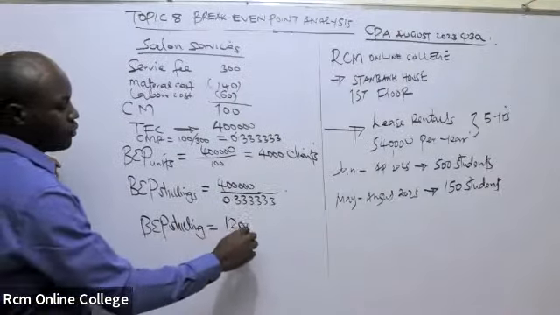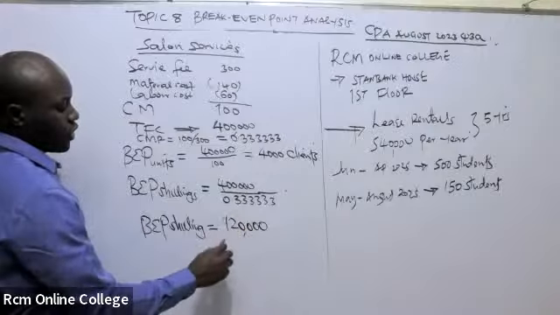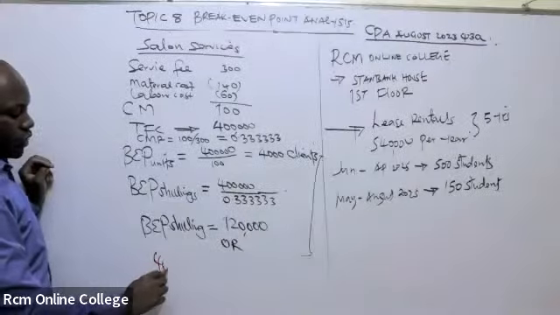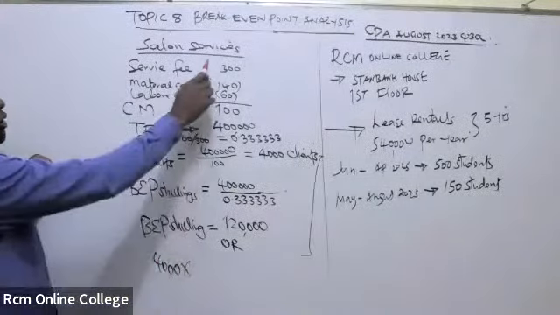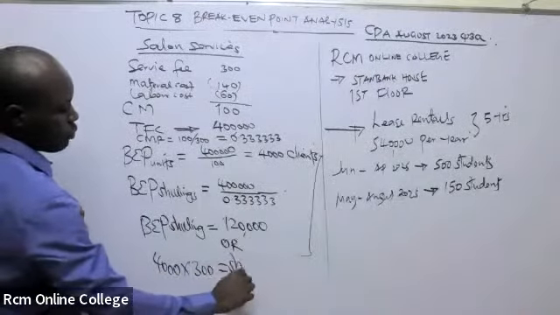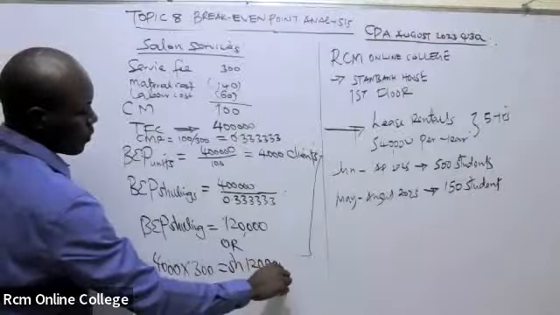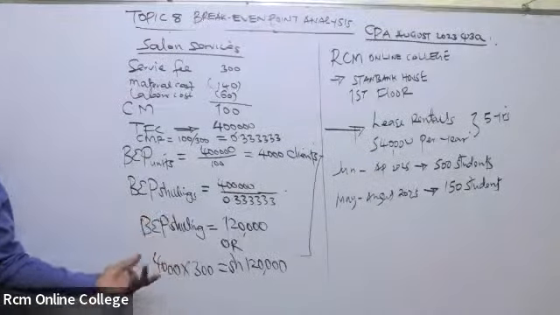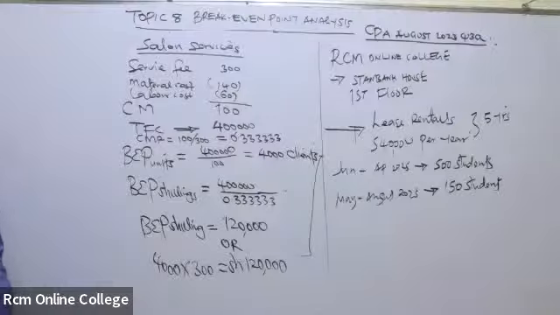$120,000. Or we already have the break-even point in units. Can you take the 4,000 multiplied by the service fee per client? I hope that also takes us to the same point. Great. So that is what you are required to do in that particular question, especially with regards to that part A.